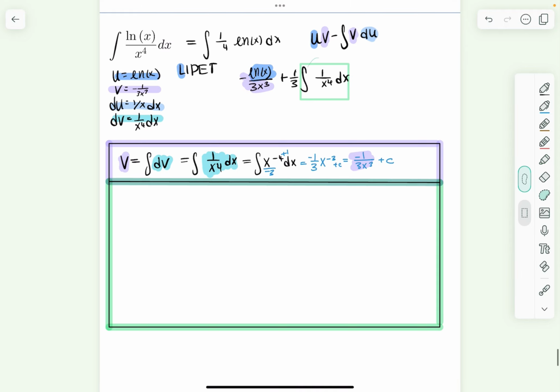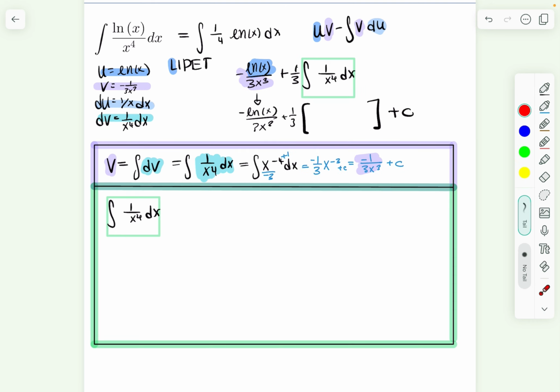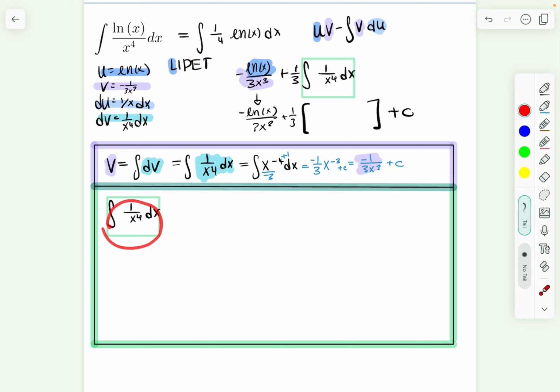So ideally, in every integration by parts problem, I take this and I solve it over here. But before that, I like to drop everything down, plus 1/3, and then I put a box and a plus c so I don't forget it. And I know that whatever I find in this box, the answer to that is going to go in here. But because we already did that over here, we already know that that's equal to negative 1 over 3x cubed plus c. So then this goes over here.